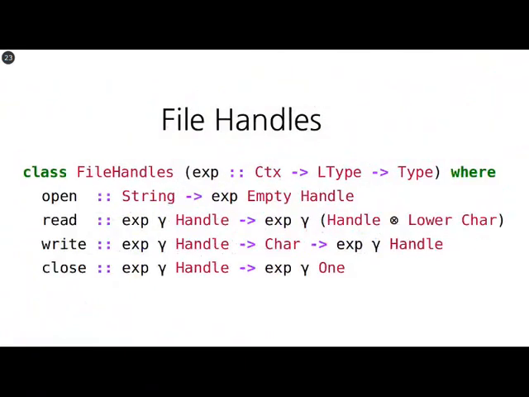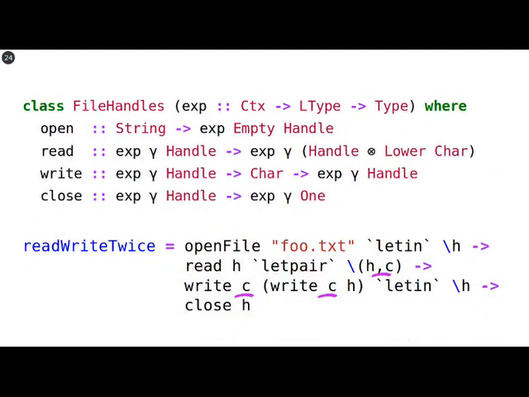So then we're going to continue on, and we'll define some interface for file handles: maybe open, read, which takes in a handle and gives you back a new reference to the handle and a character. And then write, which takes in a handle and also a character and gives you back a new reference to that handle, and close, etc. And then, with pairs and all these other constructions, we can try to write read, write twice, this running example.